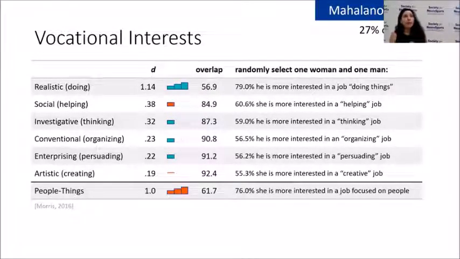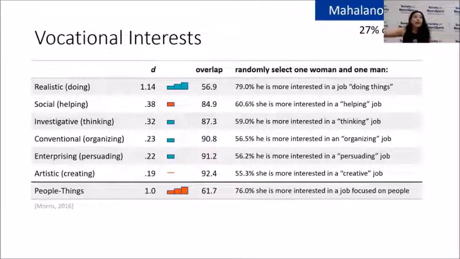Seems that there might be, right? So we have, again, one randomly selected man, one randomly selected woman from the general population of humanity. We see that he is substantially more likely to be interested in a job that involves doing things, a kind of hands-on job. He is also slightly more likely to be interested in a job that involves thinking, organizing, persuading people, think lawyer. She's slightly more likely to be interested in a job that involves helping people. Overall, she's substantially more likely to be interested in a job that is people-oriented. That is not me. I don't like people.